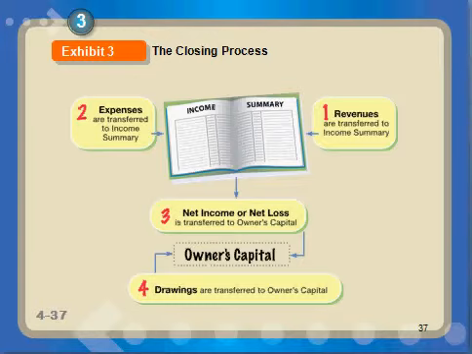So the first entry, we close out our revenues. The second entry, we close out our expenses. And then we close out the income summary to the owner's capital account. So if we have a net income for the period, we'll be crediting the owner's capital account. And if we have a net loss for the period, we'd be debiting the owner's capital account. And then the fourth entry, we close out the drawing account and transfer it into the owner's capital account. And remember, the drawing account always has a debit balance, so we would be debiting the capital account and crediting the draw account to zero it out.